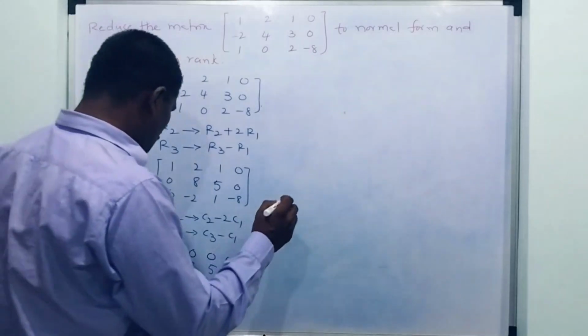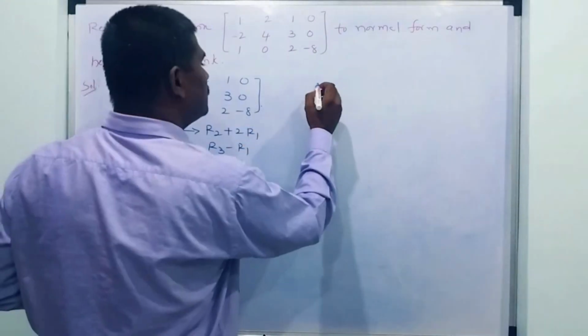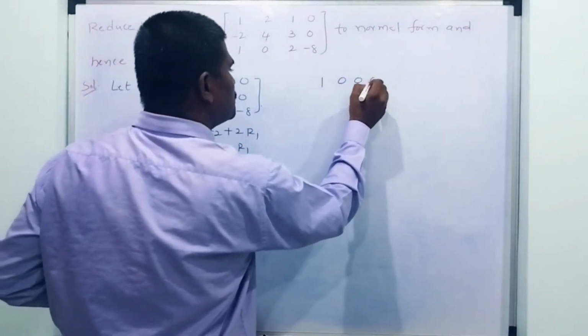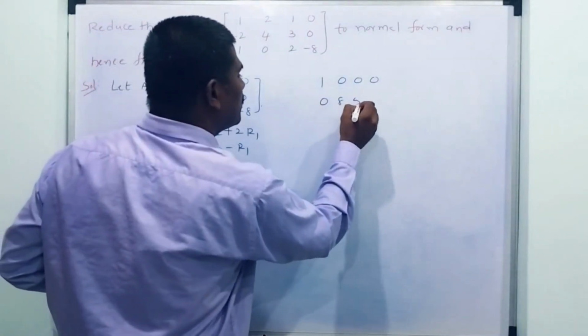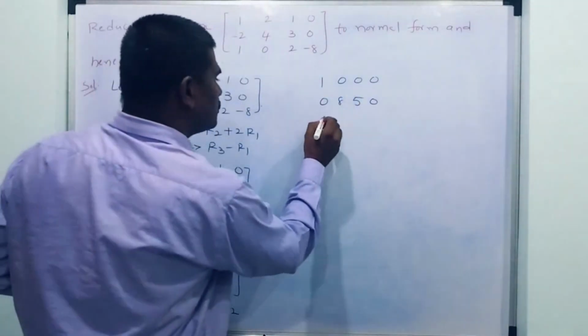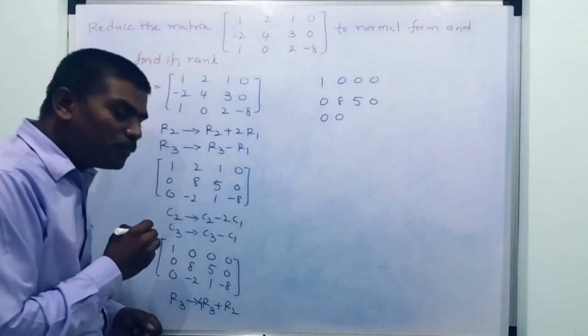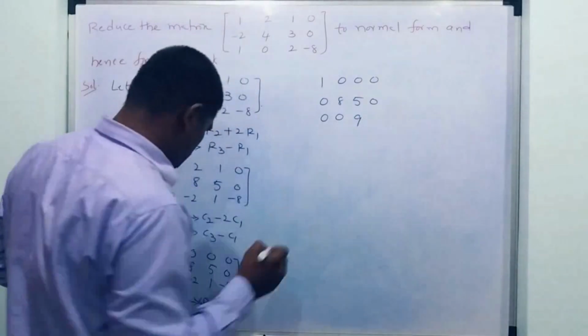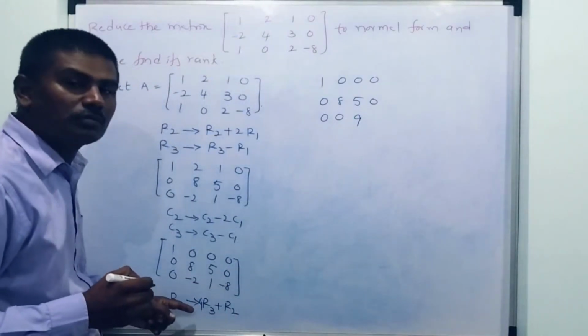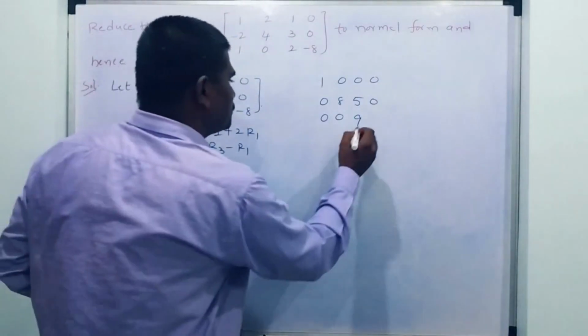That means no change in the first two rows. 1, 0, 0, 0, 0, 8, 5, 0, 0. This is our target which is to be 0. So 4 plus 5, 9. Minus 8 into 4, 8 4s are 32, minus 32.